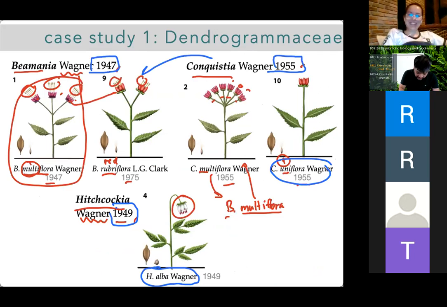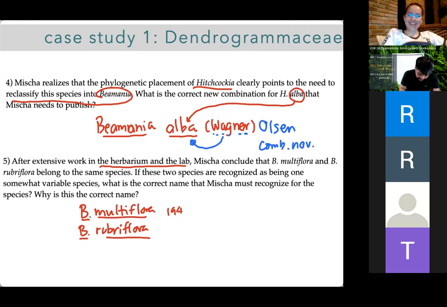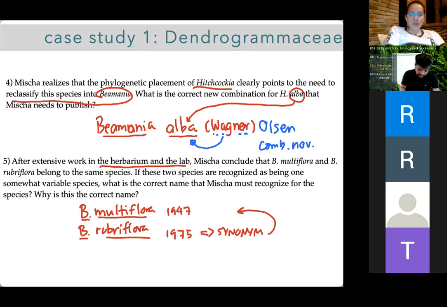Now we have 1947 and 1975, right? So this becomes a case of synonym. This becomes a synonym of multiflora, right? So now the name rubiflora no longer exists. It just becomes part of multiflora.